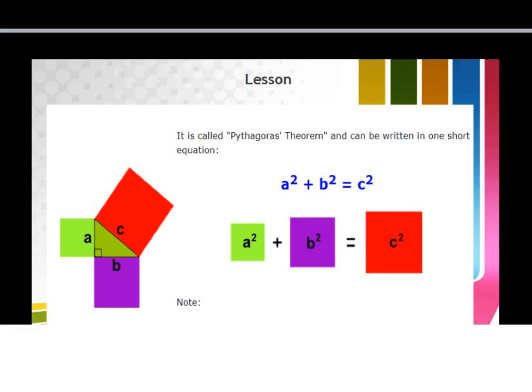And then this is the formula for the Pythagorean theorem. A squared, and it's squared because whenever you find area, it's length times width. And with a square, the sides are the same length. So a squared plus b squared equals c squared.